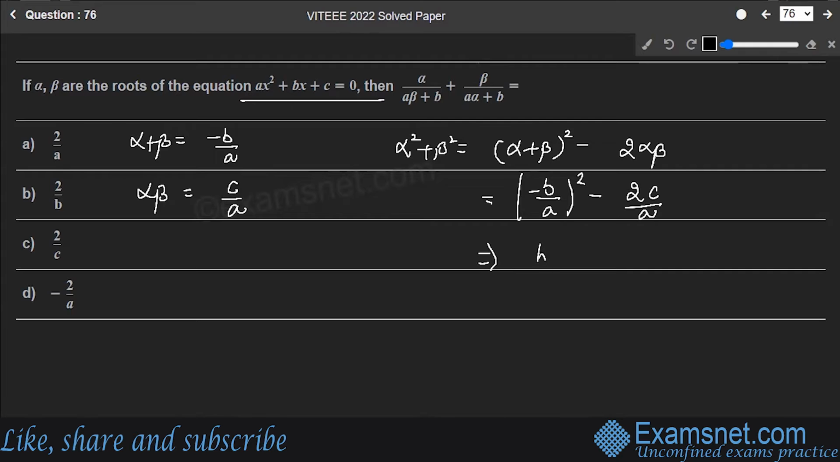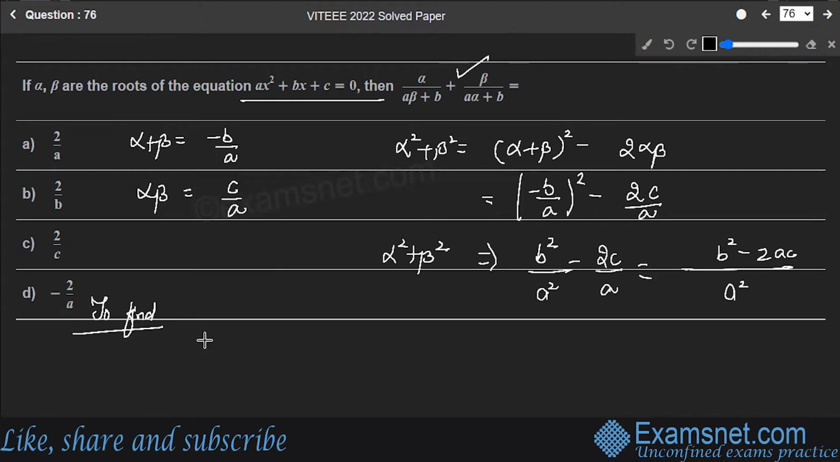If you open it up, taking the LCM, let's write it first. So taking the LCM, this is equal to B square minus 2AC upon A square. That's the value for alpha square plus beta square. Now let's go to find what we needed to find in the question. So to find alpha upon A into beta plus B, plus beta upon A into alpha plus B. This is a bit confusing, so you have to pay attention.